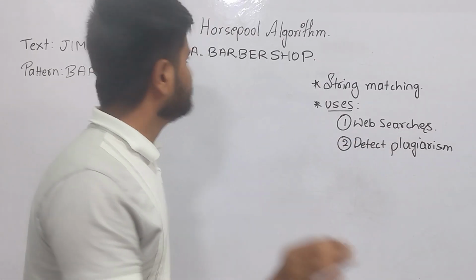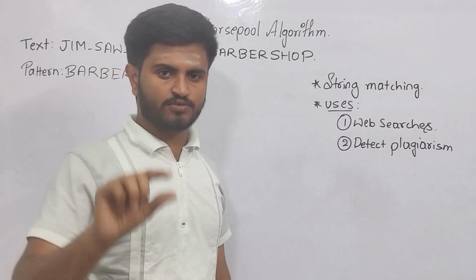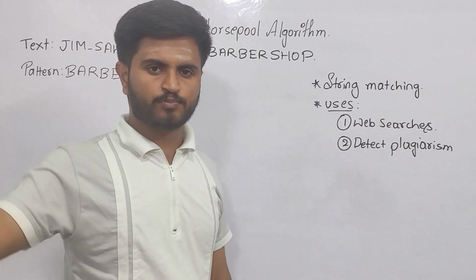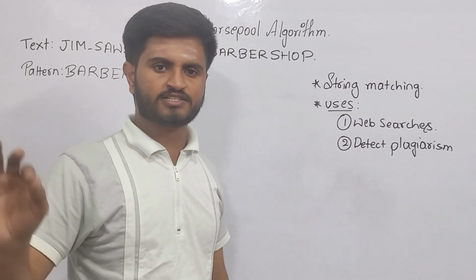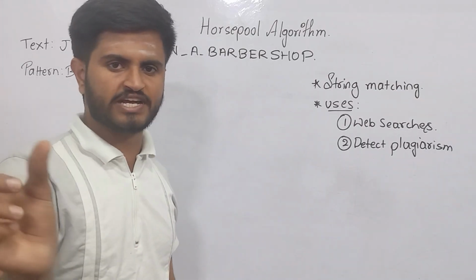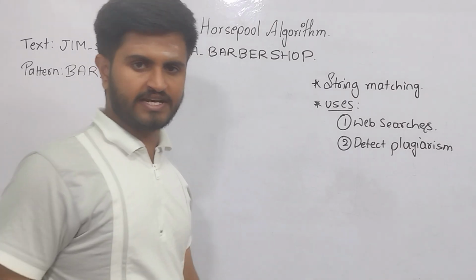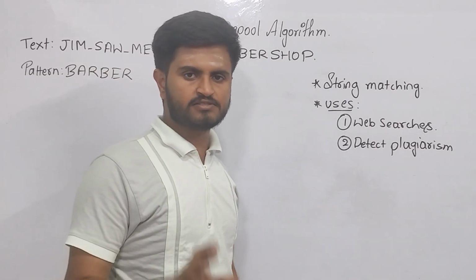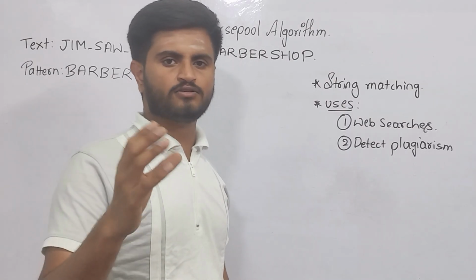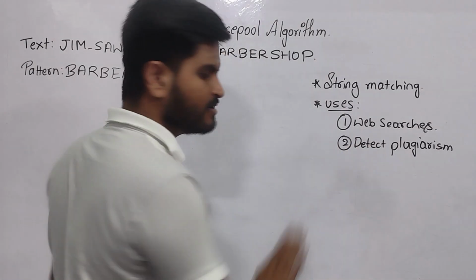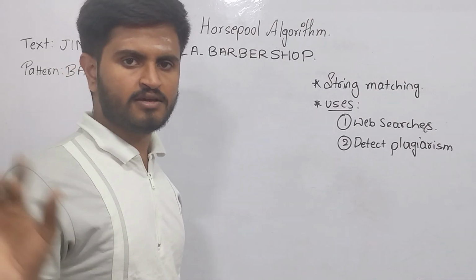Like if you type Horspool in YouTube, it will show other keywords also, like Horspool algorithm problems in data structures, Horspool algorithm problem in data structures and algorithm. It will show the extensions, no? Next, it is also used to detect plagiarism. Plagiarism means if you have copied others' articles or written novels, it will detect it. That is, it will tell you that you have copied their sentences and words.